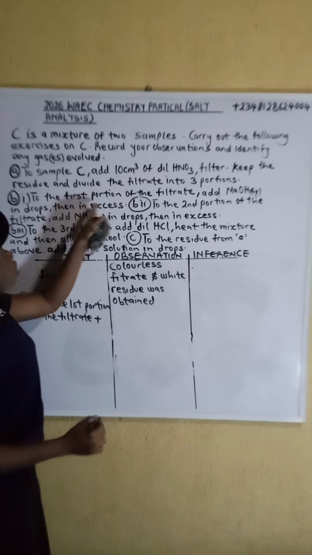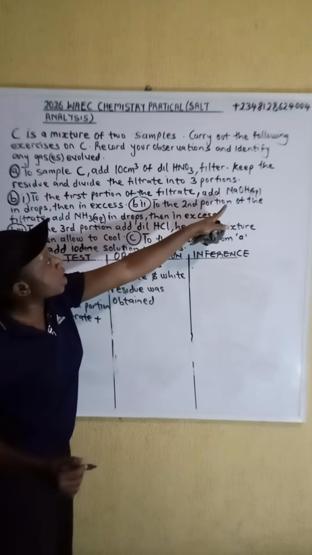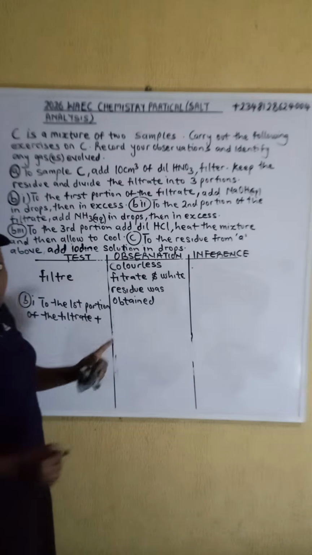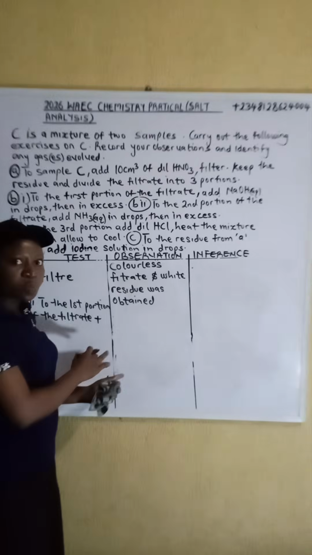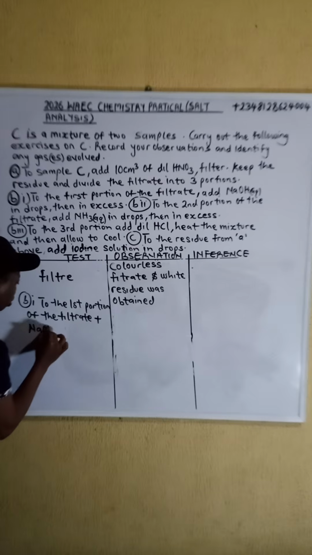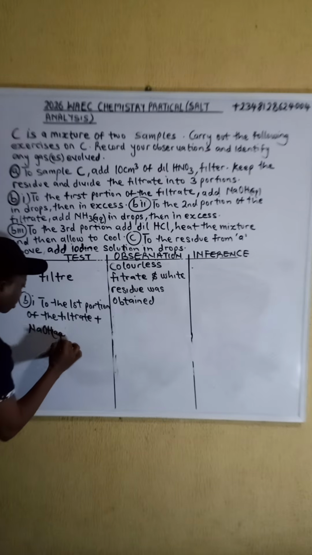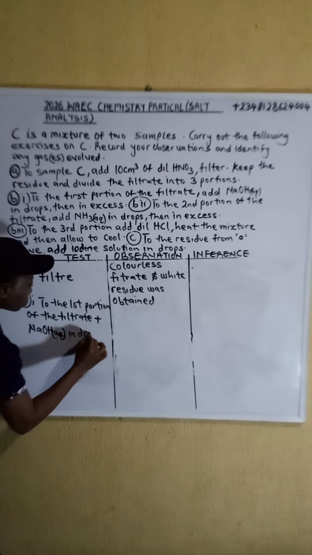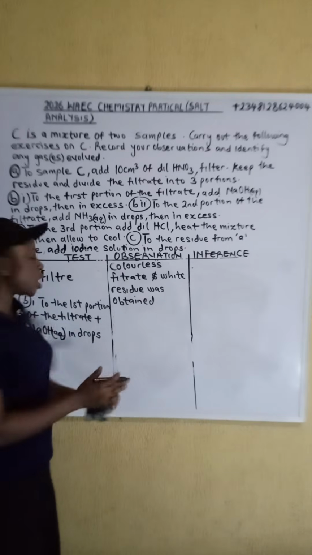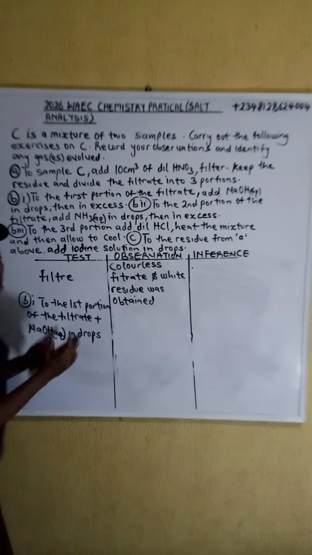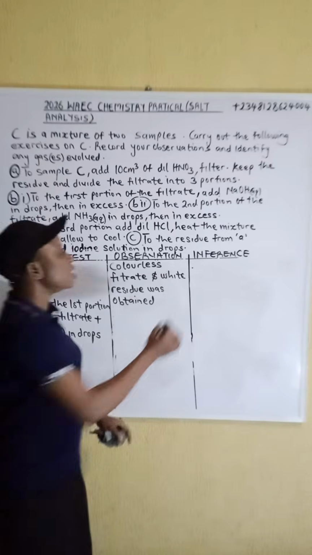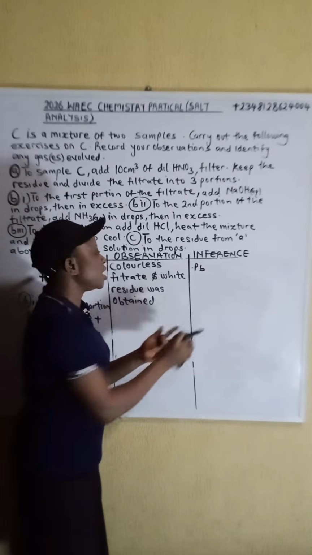So we add what? We add aqueous sodium hydroxide in drops. First add in drops and record your observation. Plus aqueous sodium hydroxide in drops. So what will be our observation in drops? Then we should not forget that we are using this aqueous sodium hydroxide to confirm the presence of cation. Then the only cation there is what? Is lead. The only cation there is lead.